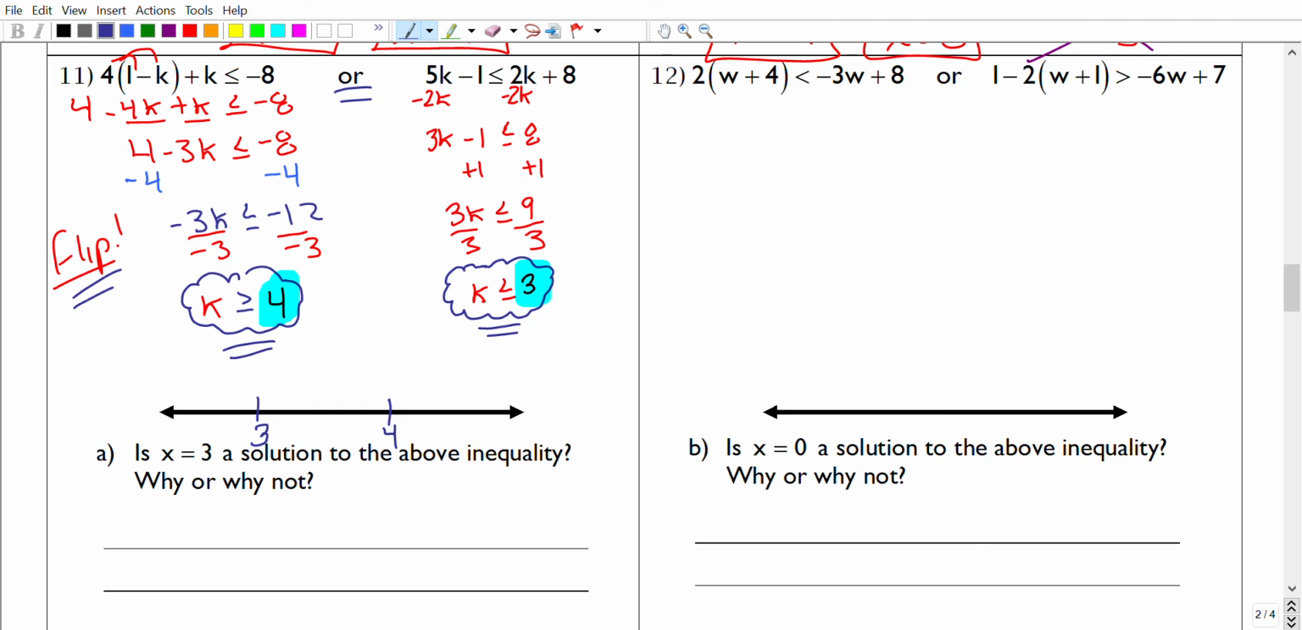So let's go ahead and see. This k is less than or equal to 3 is the first one I have to graph. So I'm going to go ahead and do a closed circle, right? And I'm going to shade to the left, right? So I'm going to shade to the left because it's less than. All the numbers that are less than 3 are all to the left. Now I'm going to go ahead and shade my k is greater than or equal to 4. So again, a closed circle. And it gets shaded to the right.